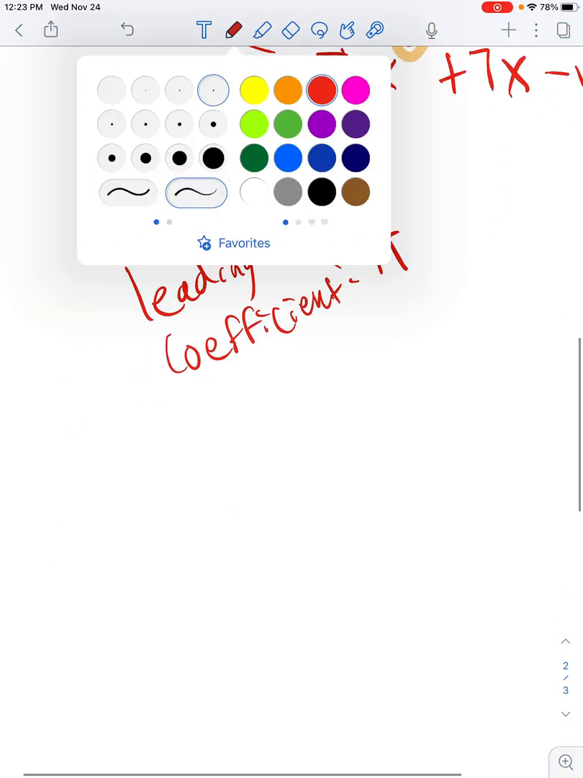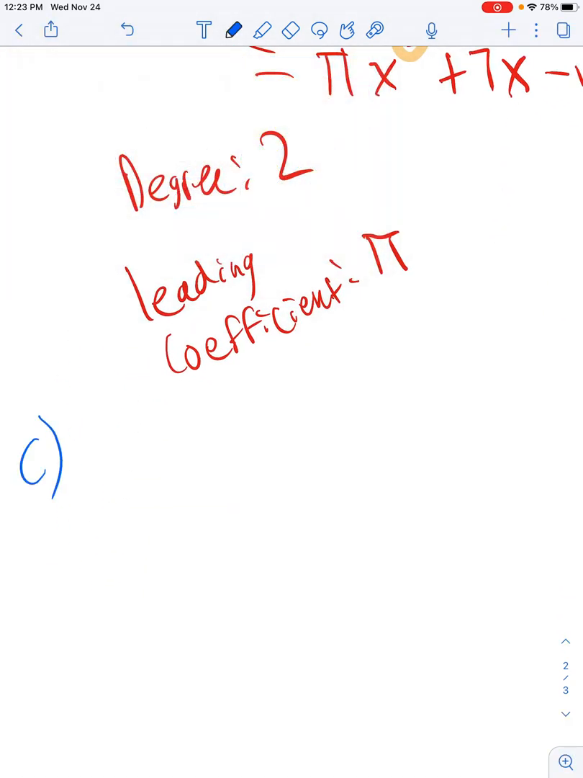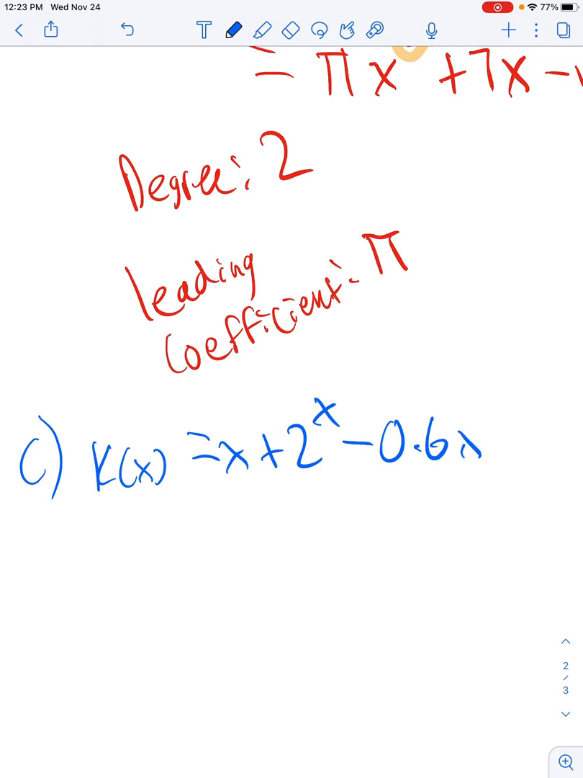I guess we can do one more here. Maybe one that is an example of what is not a polynomial function. So say we have k of x equals x plus 2 to the x minus 0.6 x to the fifth. Because we have an exponent that is a variable, this would be an exponential function. So this is not a polynomial function. This would be an exponential function.